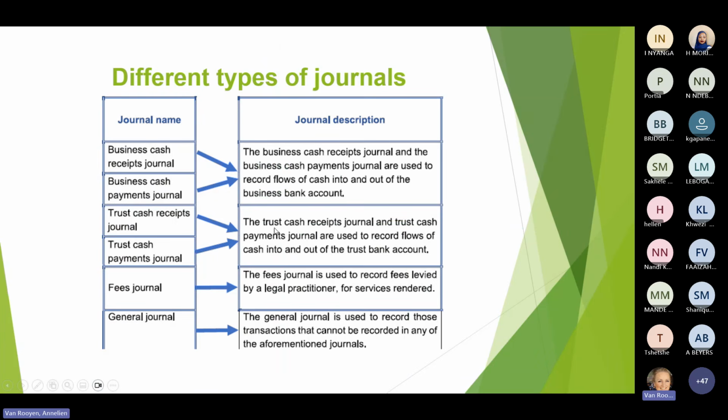These are the different types of journals that we discussed previously. As I said, your business cash receipts journal, your business cash payments journal, your trust cash receipts journal, your trust cash payments journal, your fees journal, and your general ledger. That is usually what we focus on in this module, and also in this assessments. So make sure that you know what goes into these different ledgers, what belongs where, the headings of those journals, also the fees and the general journal, what belongs where.